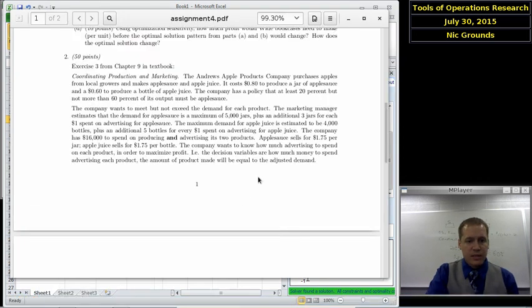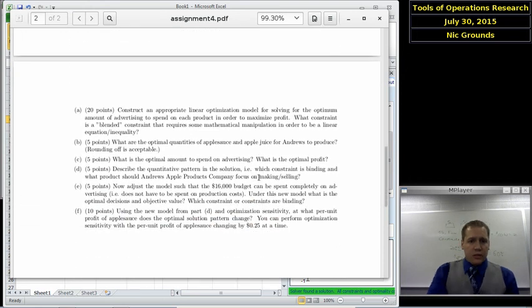Let's go back to the assignment text. So we constructed the profit. So part B, what are the optimal quantities of applesauce and apple juice? We kind of saw that. It was, I think, 5,000 and 16,000. What's the optimal amount to spend on advertising? 2,400 on apple juice, excuse me. And the profit, I don't remember, but you could read that off the Excel sheet.